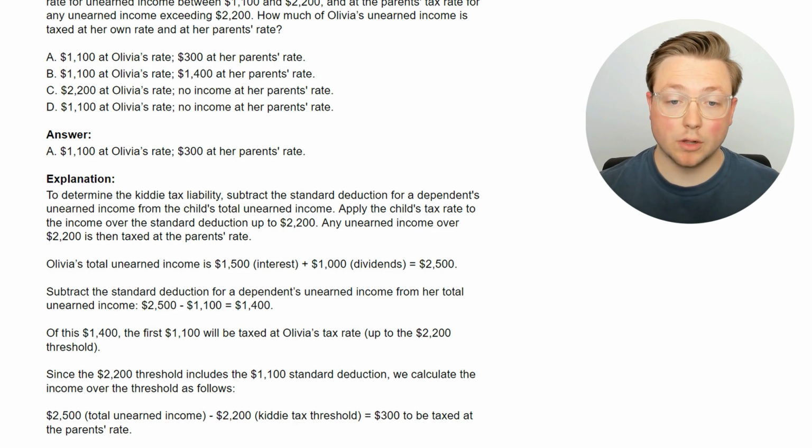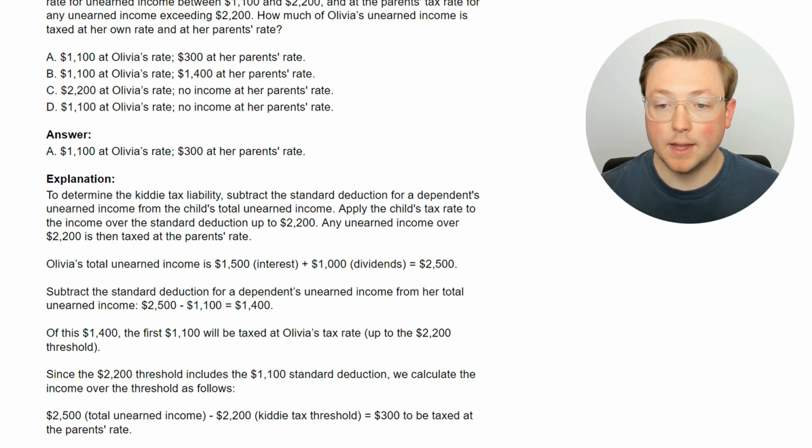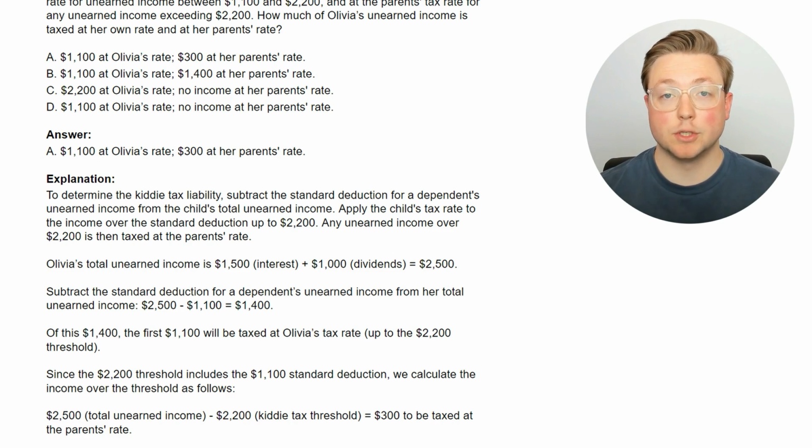Okay, so $1,100 would be taxed at Olivia's rate and $300 at her parents' rate. So let's learn how this works. To determine the Kiddie tax liability, subtract the standard deduction for a dependent's unearned income from the child's total unearned income. So you subtract it once. So subtract $1,100 from the total $2,500. Then you apply the child's tax rate to the income over the standard deduction up to the standard deduction times 2, basically. So $2,200. So $1,100 is the standard deduction.